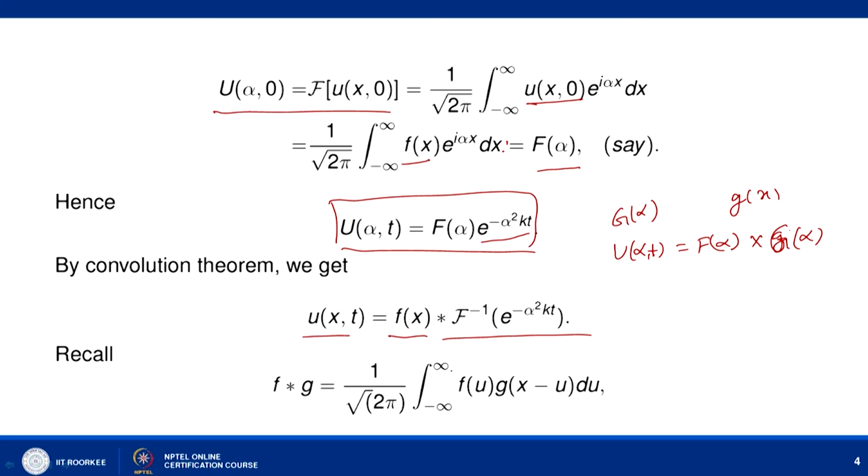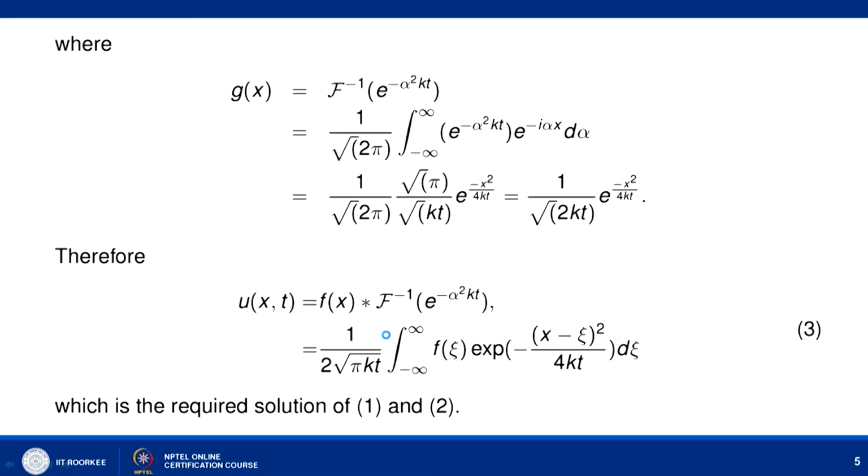And what does this convolution mean? Here we define convolution like this: f convolution g is equal to 1 upon root 2π, integral from minus infinity to infinity of f(u) g(x minus u) du. So, here this convolution is defined like this. Now, to write down this solution properly, I need to find the inverse Fourier transform of e to the power minus α² k t.